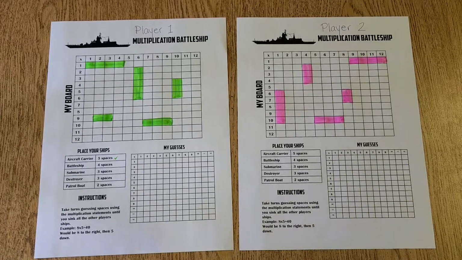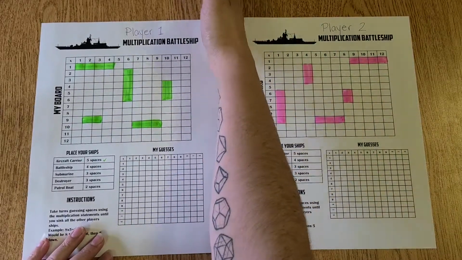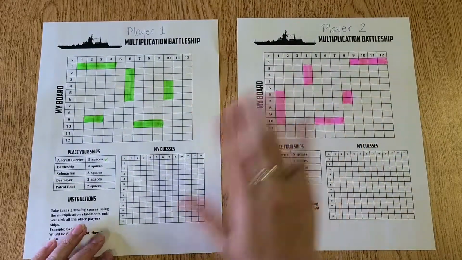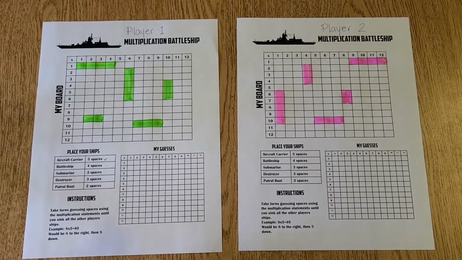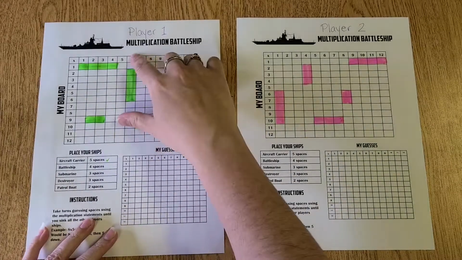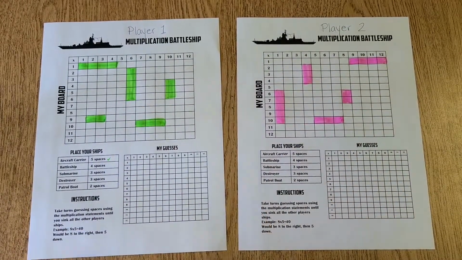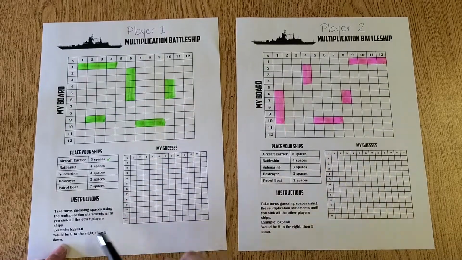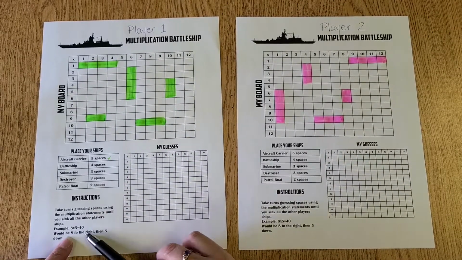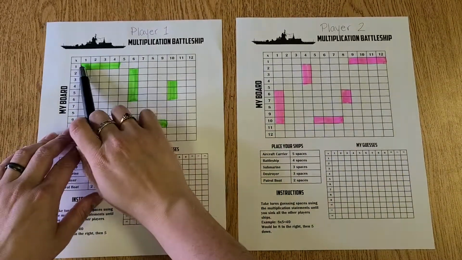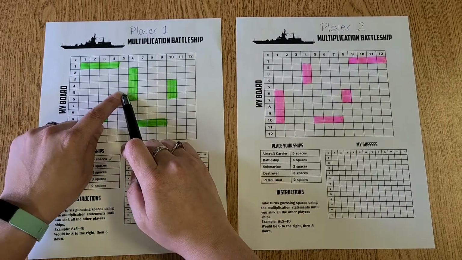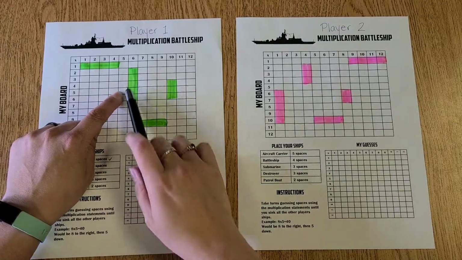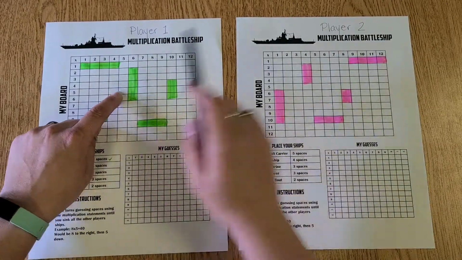So, for example, if I were to be player 1, and player 1 is making their guess about where player 2 has placed their ships, they might say, I think you might have a ship at 5 times 5. So I'm first going to go, as my instructions say, 5 to the right, then 5 down. So 5 times 5 would be 25. I'm going to say the multiplication statement to practice my multiplication fact. 5 times 5 makes 25.